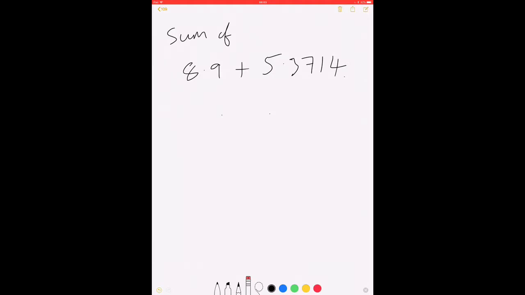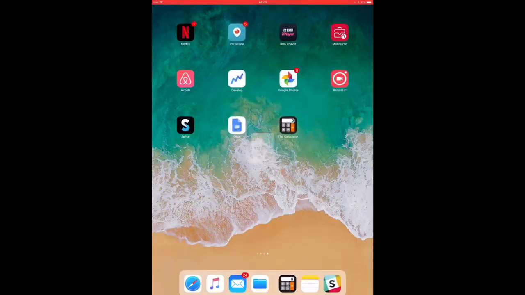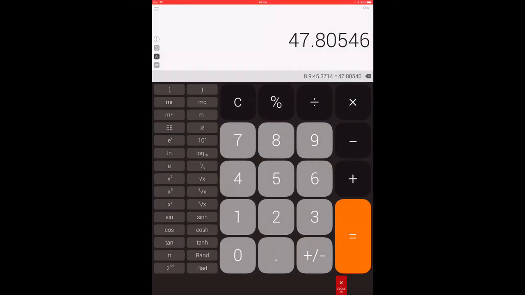So if I was to multiply 8.9, that's two significant figures, by 5.3714, my answer I'd express to two significant figures. Okay, it'd be 40 something. But when I'm adding them together, this is really important. When I add them together, let's actually do that. 8.9 plus 5.3714. Right, 14.2714. I'm just going to write that out. Say 14.2714.